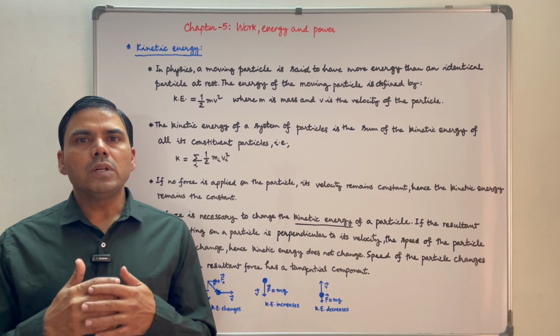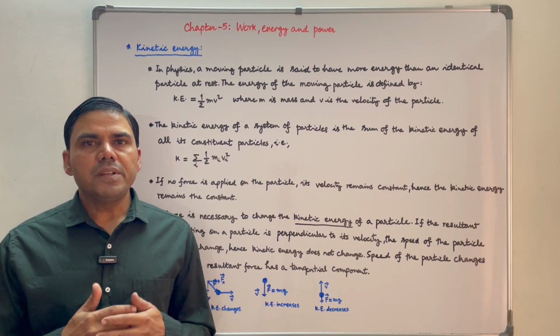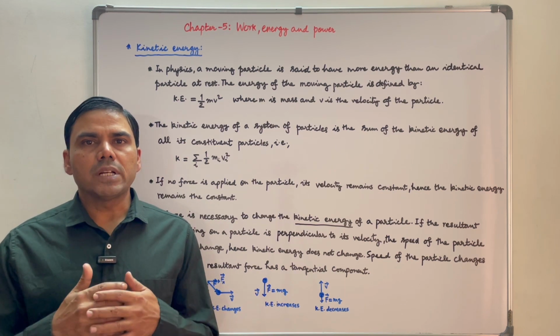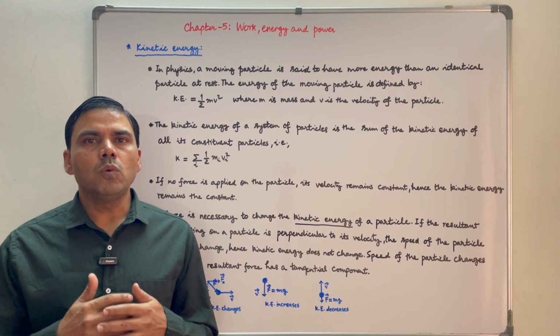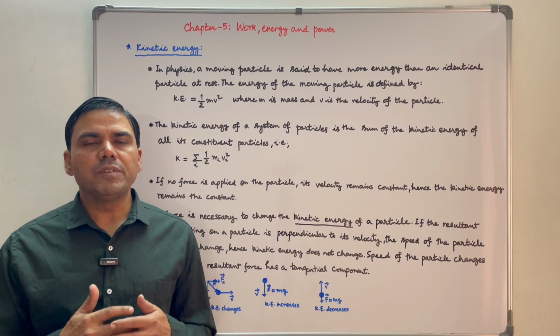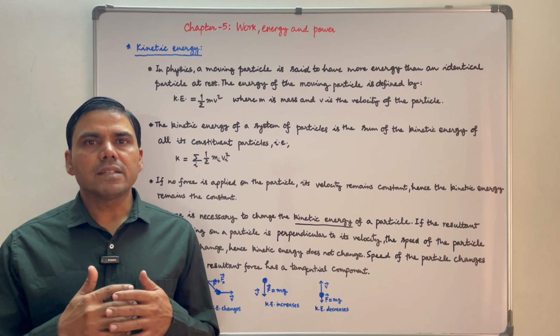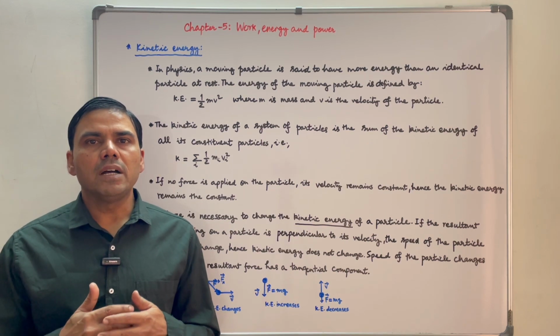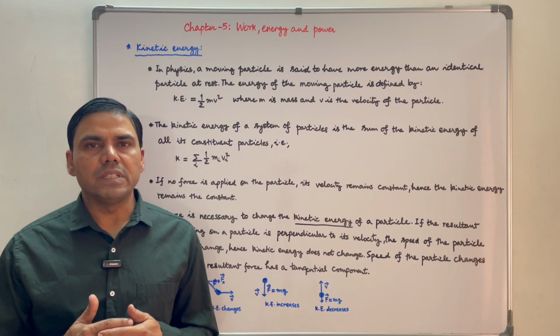First we will talk about kinetic energy. In our previous classes, we have studied about kinetic energy and the formula to calculate it. Suppose a particle having mass m is moving with velocity v. Then its kinetic energy is given by the formula K = 1/2 mv².